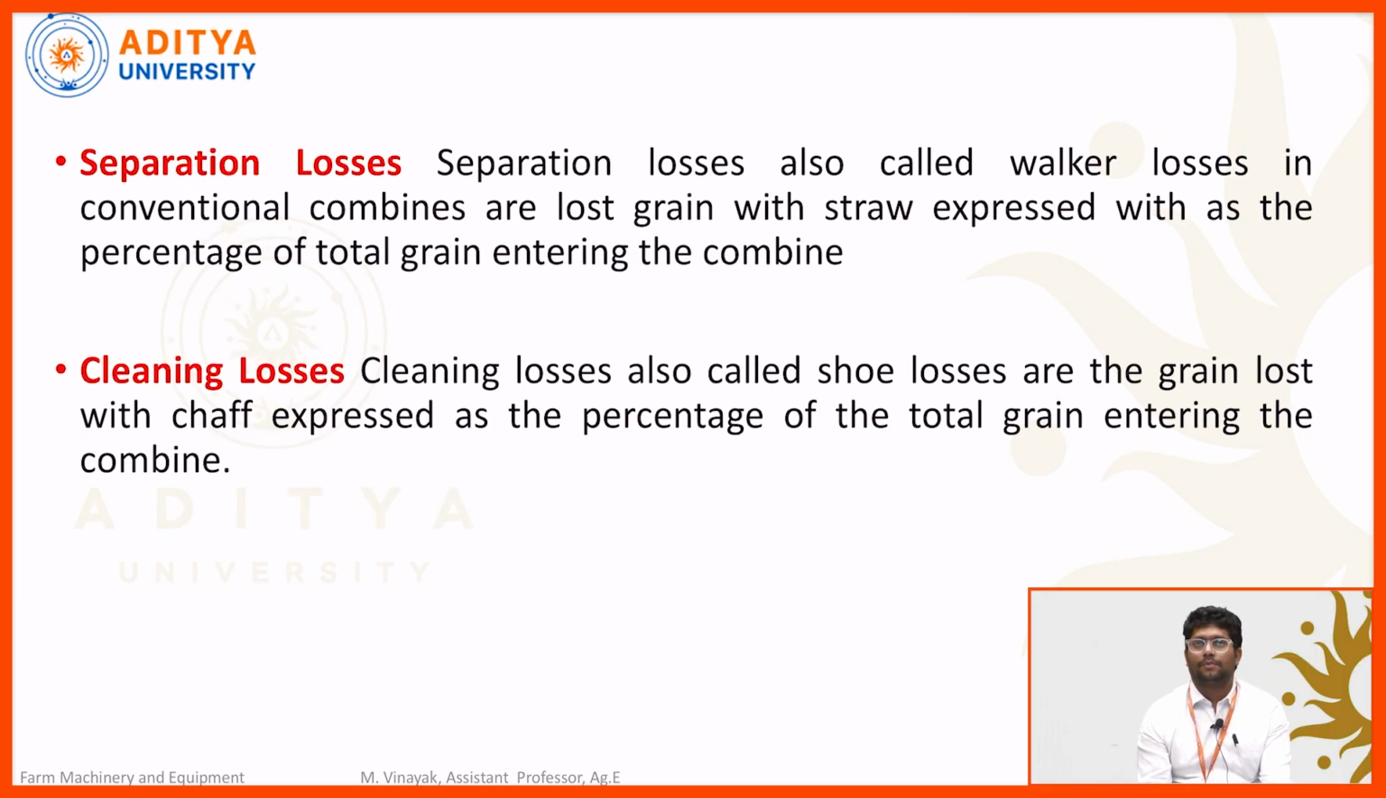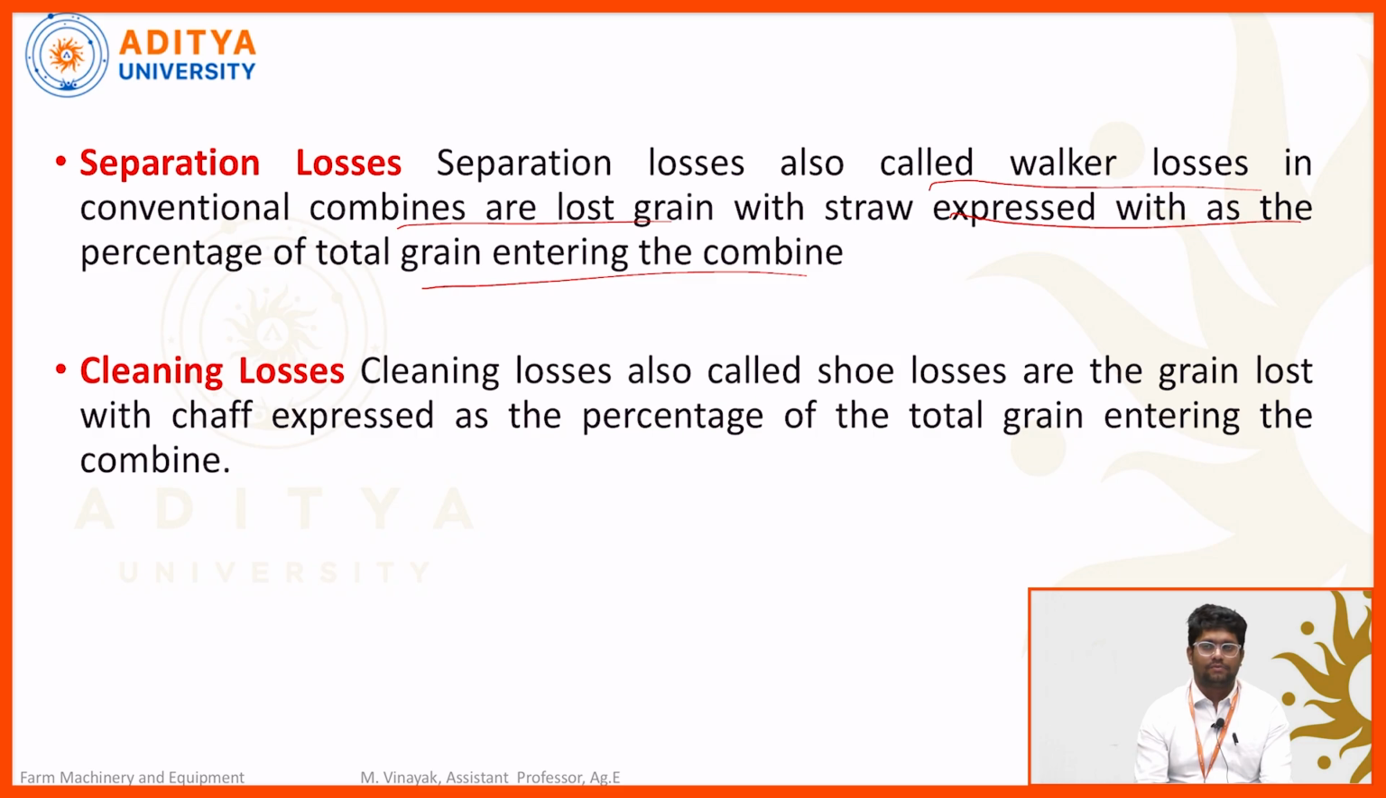Separation losses. The separation losses are also called the walker losses. So here we separate the grain material from the chaff material. A set of sieves is present in the walkers, so based on the size of the grain, we can separate the grain from the chaff material. In conventional combines, grain lost with the straw is expressed as a percentage of total grain entering the combine. Whatever the amount of total grain entering the combine, that grain should come through the outlet of the grain elevator. Otherwise it may cause a loss.